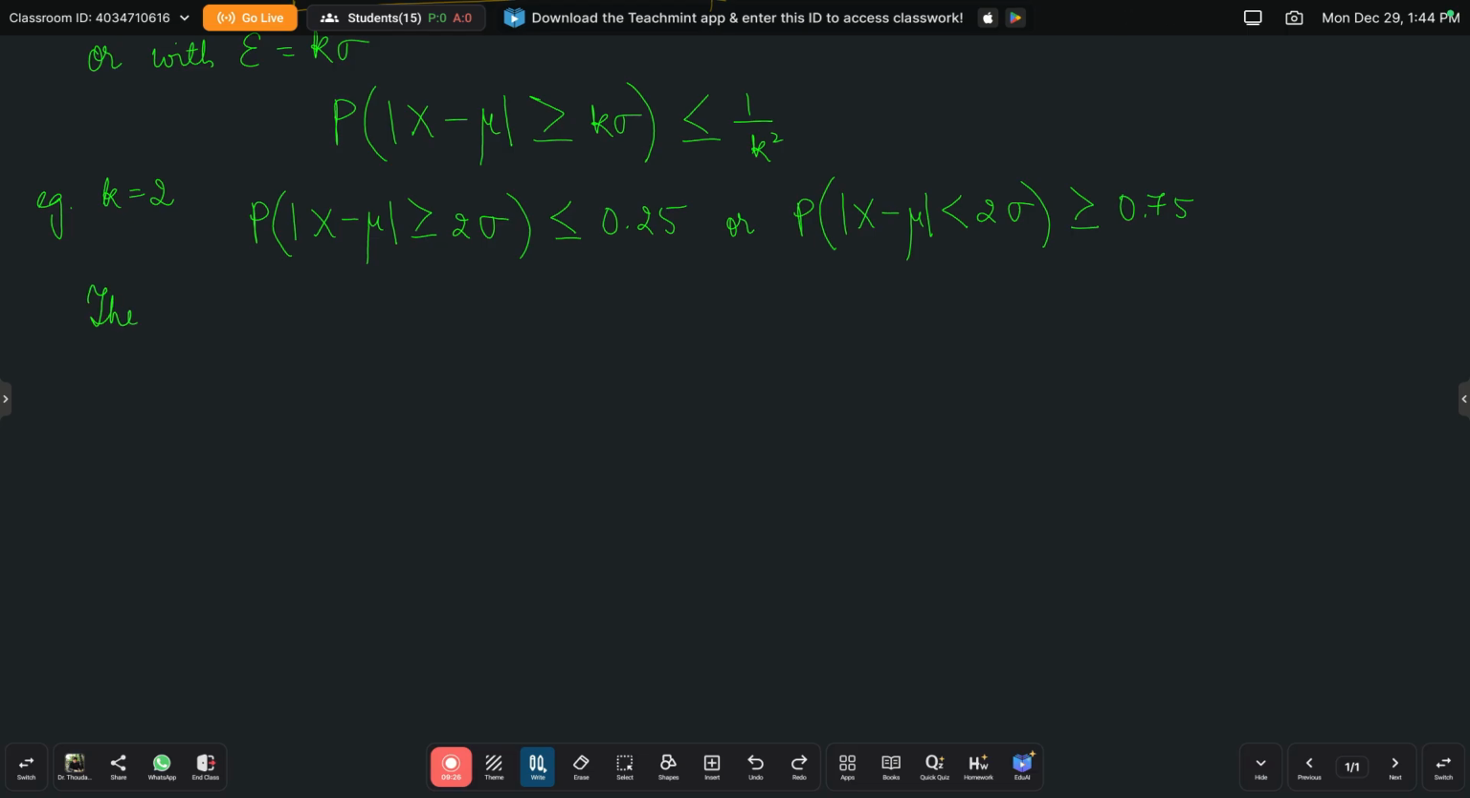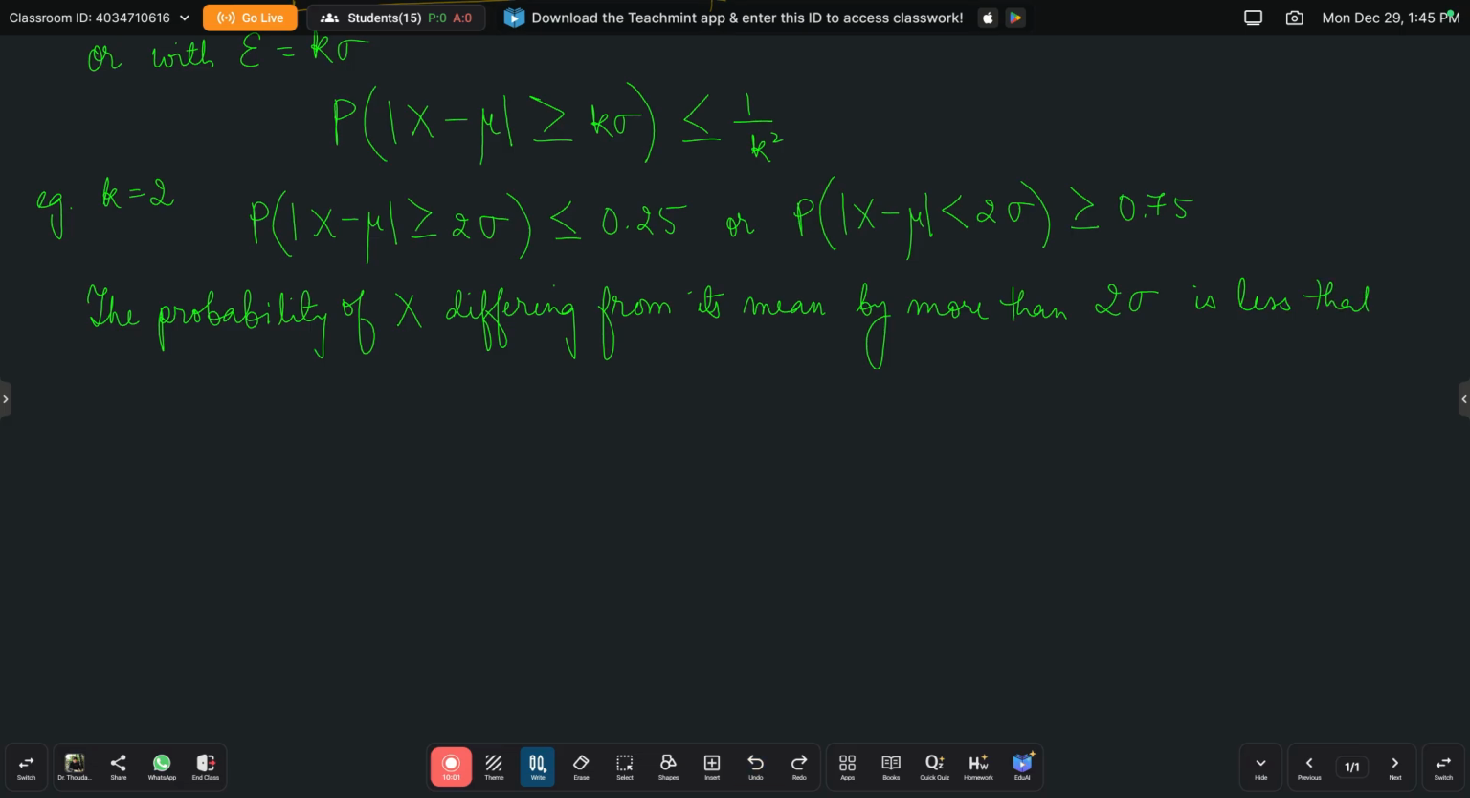That is, the probability of x differing from its mean by more than 2 standard deviations, 2 sigma, is less than or equal to 0.25. So without knowing the probability distribution of x, we can make this prediction.